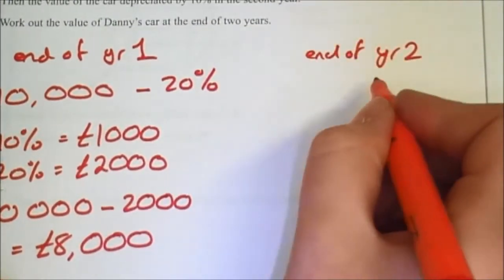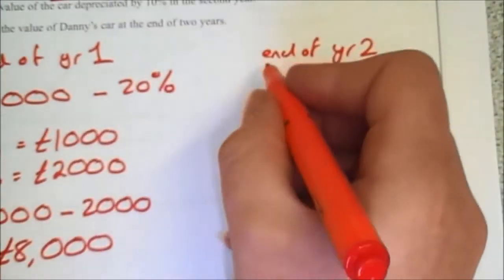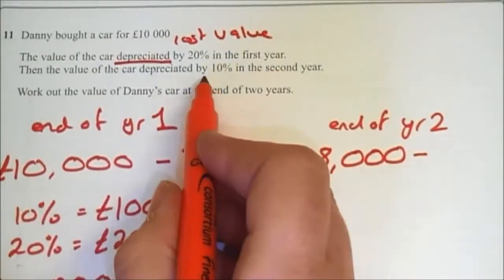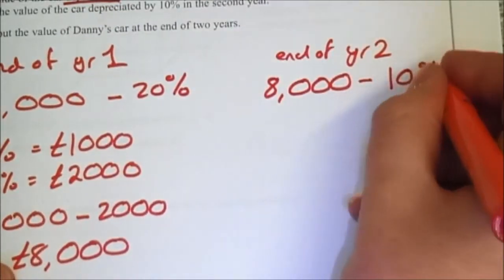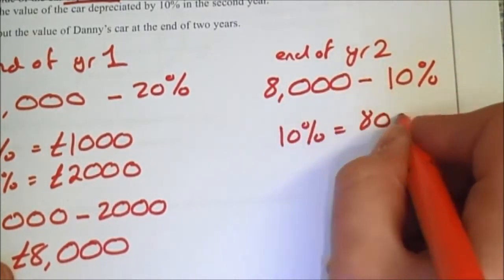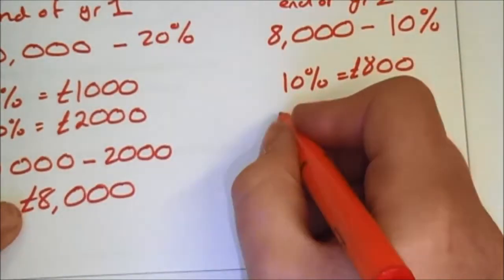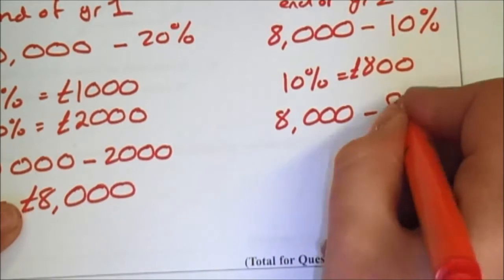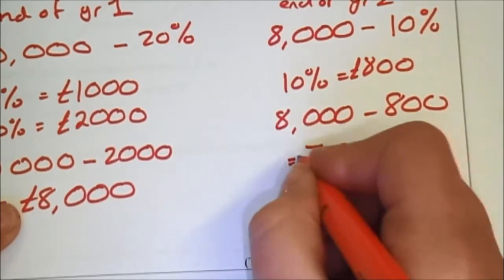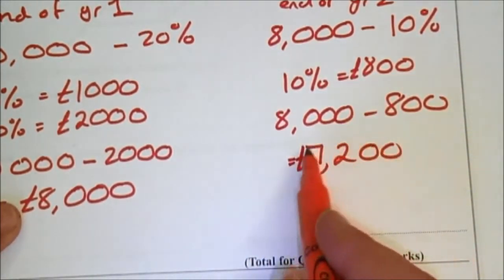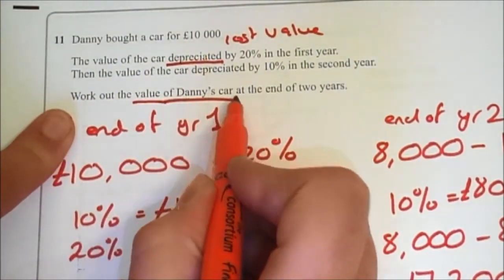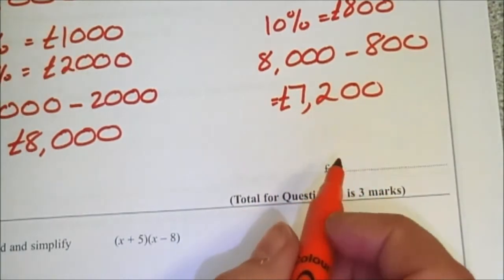So, let's look at the second year. It's starting its value this year at £8,000. And it loses 10% this year. So I need to find 10%, which is going to be £800. And then I need to do my £8,000, take away the £800 it loses, and that leaves me with £7,200. So that's the value of the car. The question wanted me to work out the value of Danny's car. Brilliant. So I'm done.